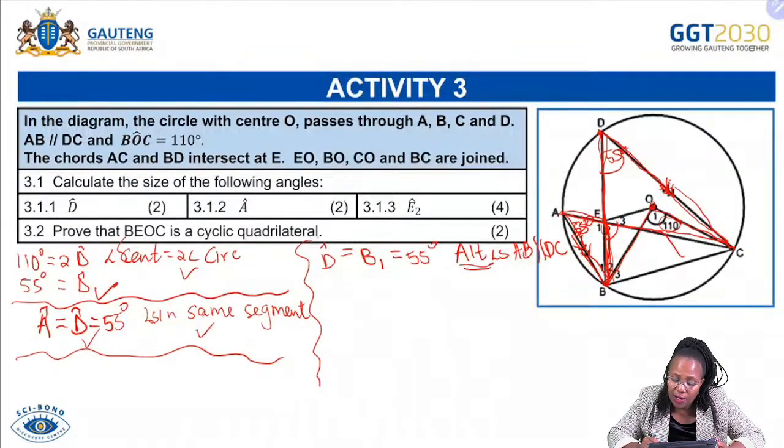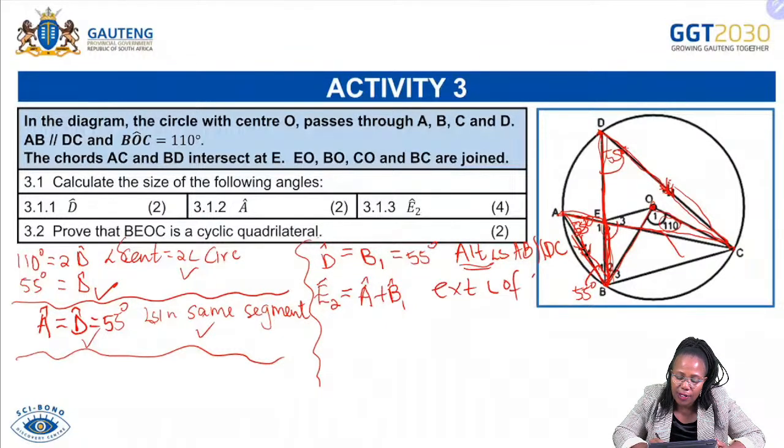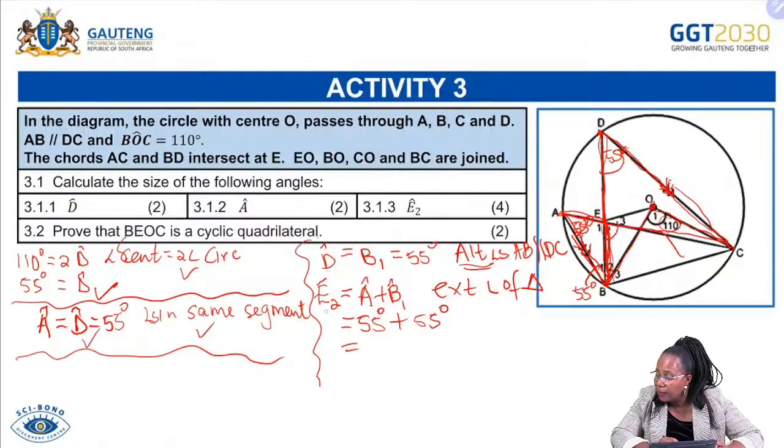Okay, so now we have calculated that B1 is 55 degrees. So if you look at E2, that is the exterior angle of triangle AEB, the small triangle there. So exterior E2 is equal to the sum of the interiors A plus B1. So the reason will be the exterior angle of a triangle. E2 is now 55 for A plus 55 for B, and that is 110 degrees. So that is the value of E2.